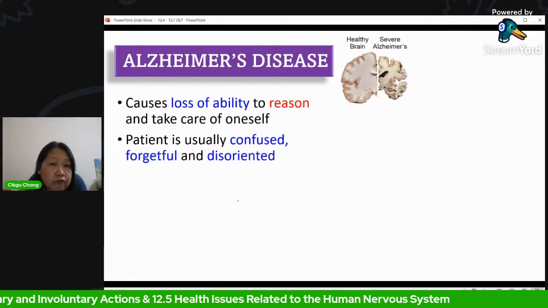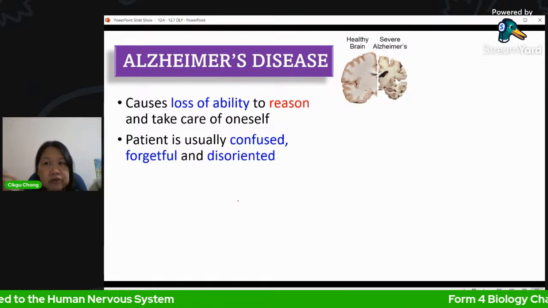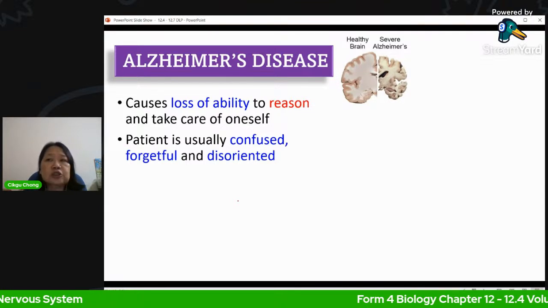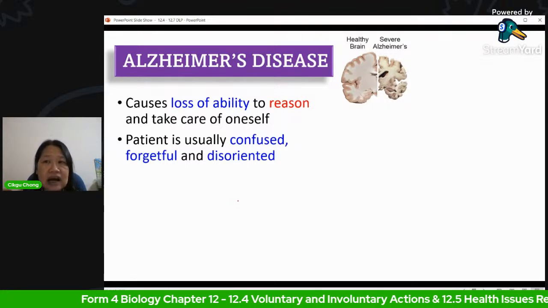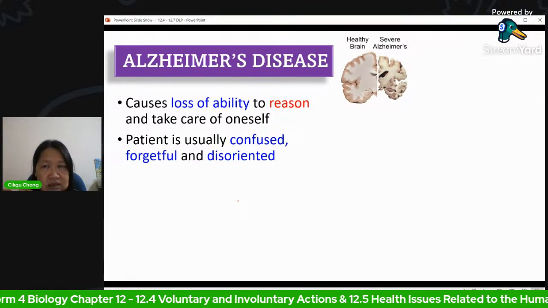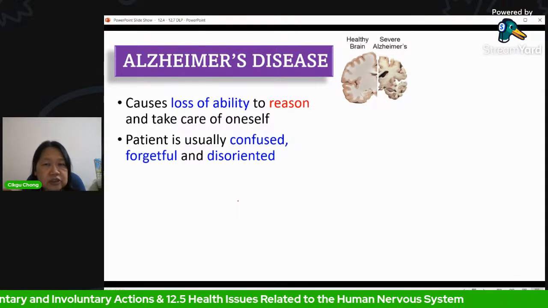The patient becomes confused because they cannot reason. They sometimes find it difficult to understand things. They become forgetful. You tell them already, and then the next minute they will ask you again. Okay, so be patient with old people. It's not because they just want to be difficult, not because they really want to ask, but because they seriously cannot remember. They cannot process the information, okay?